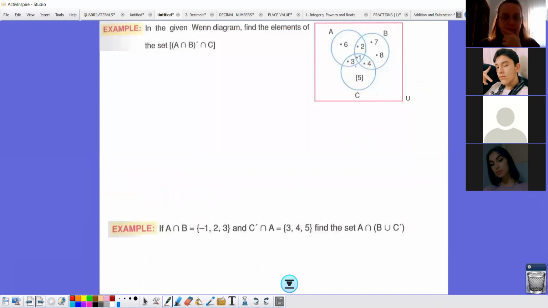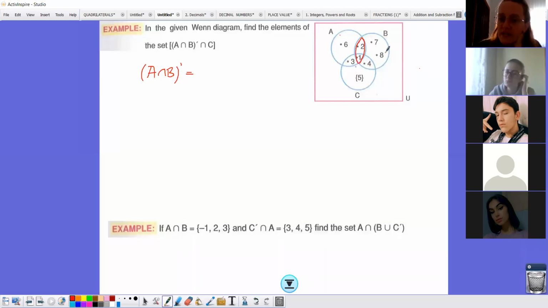Now let's see another example. Here we have some sets given in a Venn diagram, and it says find the elements of the set A intersection B prime, or complement of A intersection B, intersection C. So firstly, as you see, the universal set contains all the elements, all the sets. Firstly, I will find A intersection B complement. Which part is A intersection B? I think this part is A intersection B.